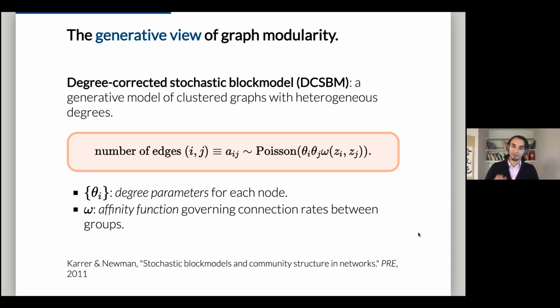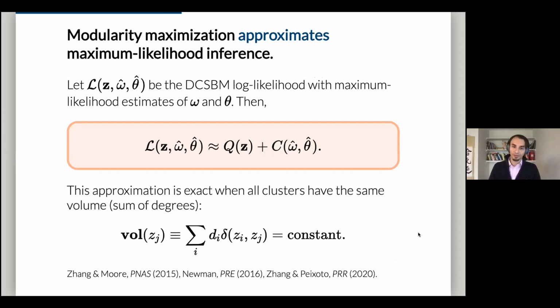We can use this to pull random samples of dyadic graphs that have heterogeneous degree distributions, as well as planted cluster structure. Now, a nice result about this is that modularity maximization, the modularity objective that I showed you earlier, approximates maximum likelihood inference in this generative model.